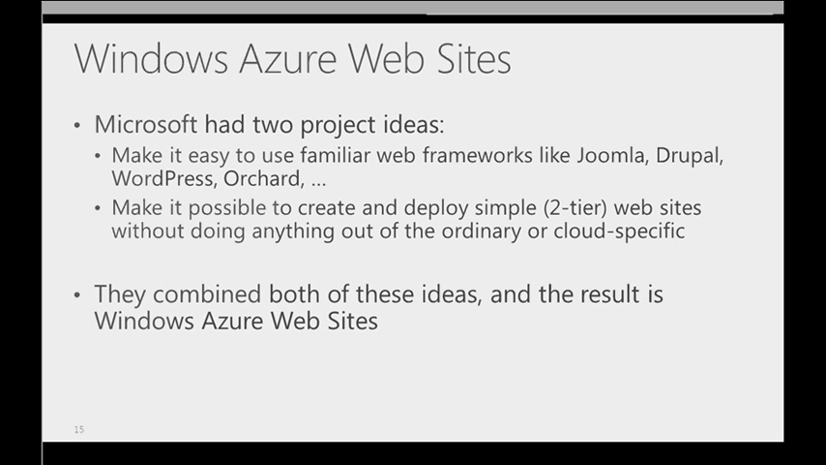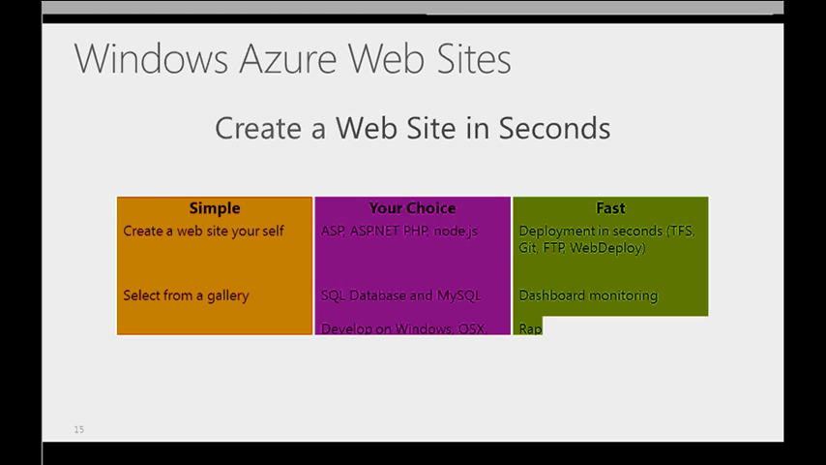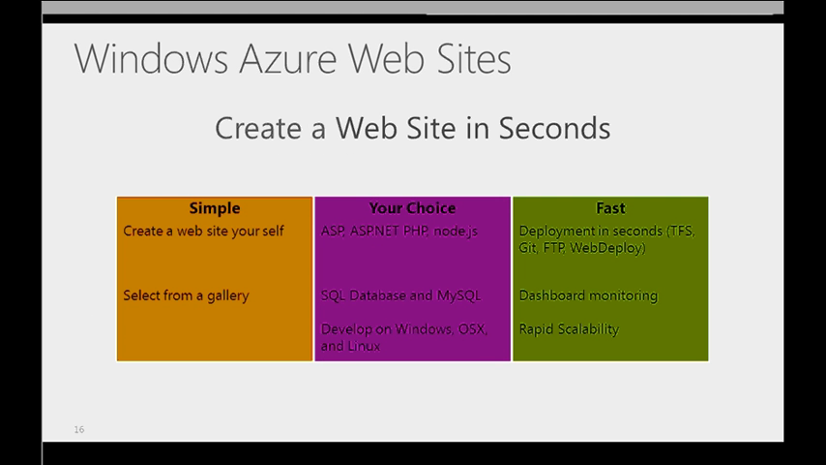So what Microsoft did here is combine both of these ideas, and the idea became Windows Azure websites. The goal with websites is that you can create a website in a matter of seconds. It's something that you can do yourself, something that's going to be very easy to do. We'll see that quickly in the demo coming up as well. Or you can select from a gallery, just like we saw the gallery with Windows Azure virtual machines. We have the gallery with Windows Azure websites where I can pick from a multitude of partners that Microsoft has.